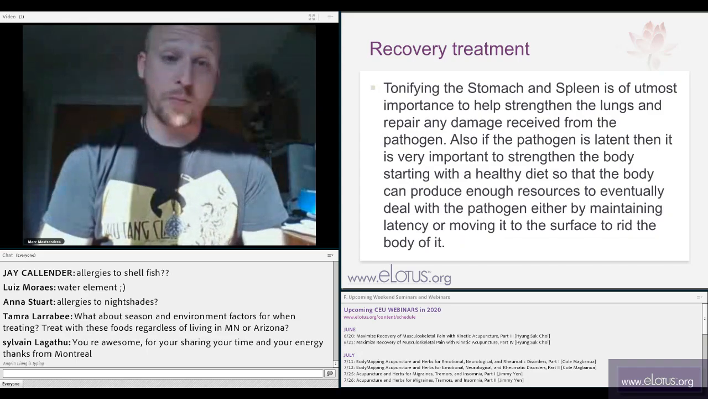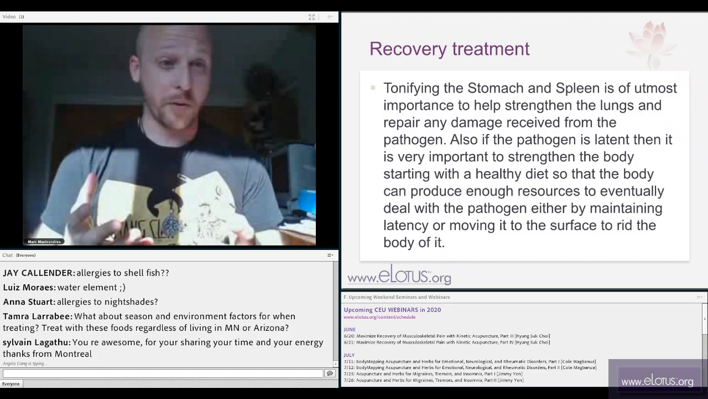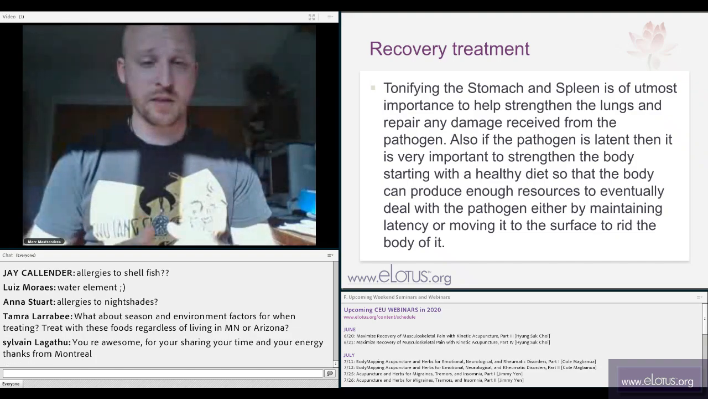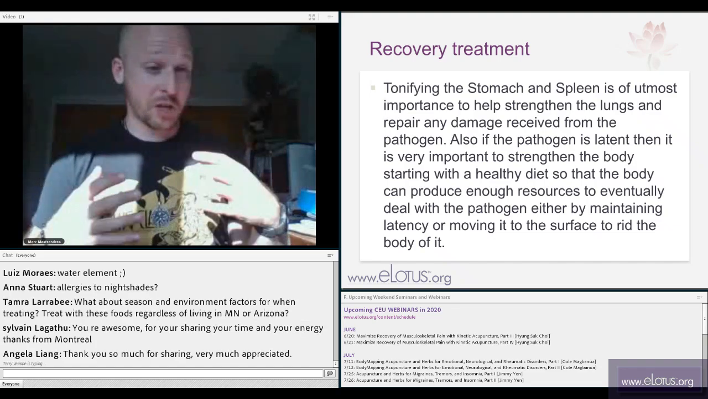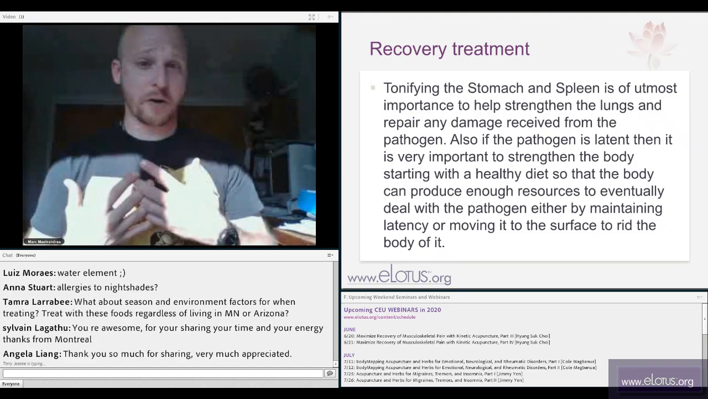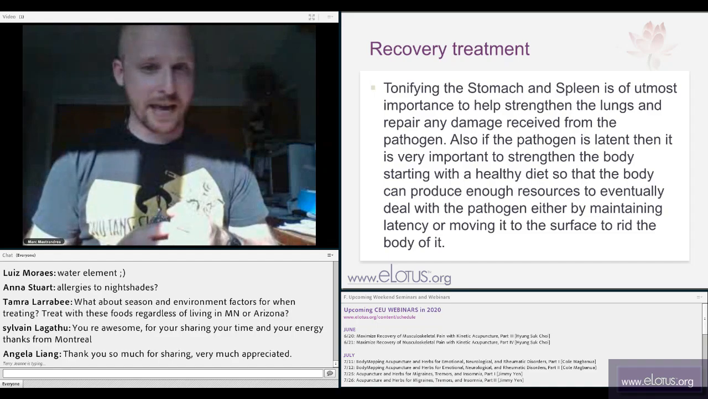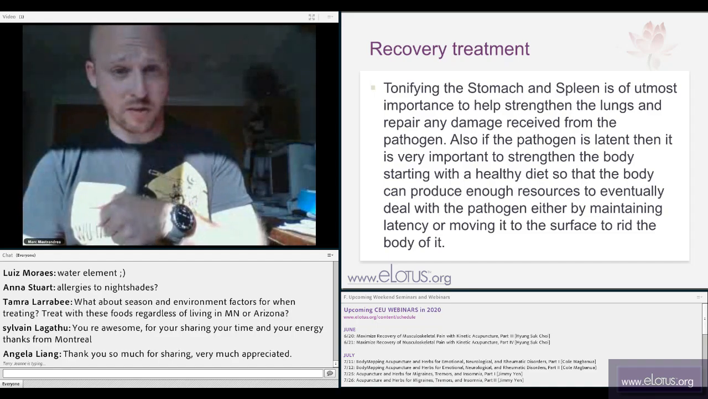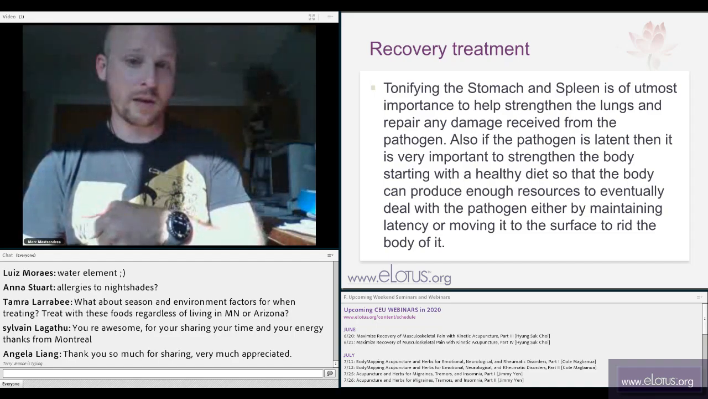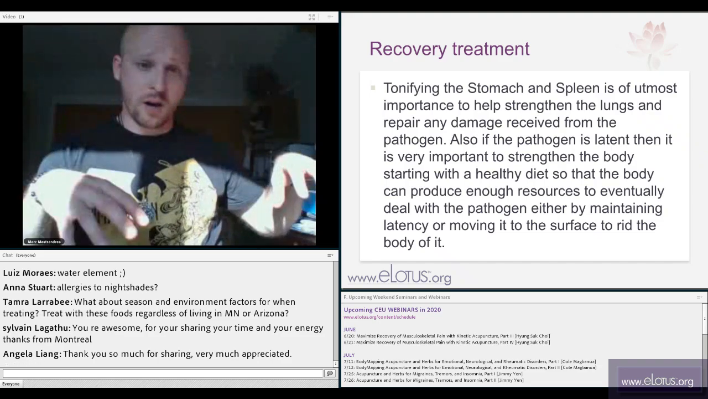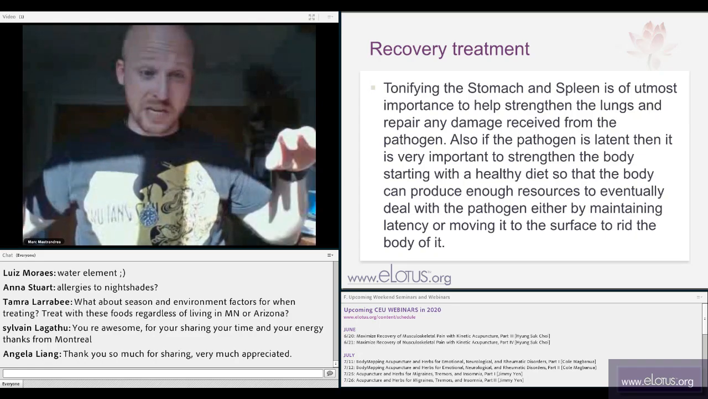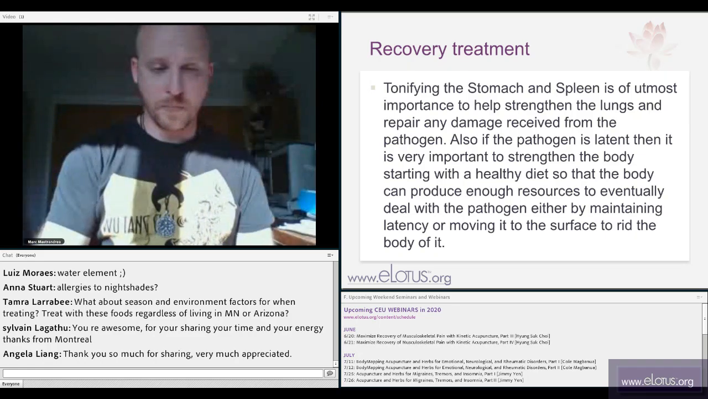Tonifying the stomach and spleen is of the utmost importance to help the lungs. Remember, mother feeds child. You've got to do this. Also, if a pathogen is latent, and it's still being held latent for a while, then it's still very important to strengthen the body starting with a healthy diet, so the body can produce enough resources and eventually deal with the pathogen, either by maintaining it in latency if it's never going to come out, or helping to move it to the surface. So you need to make sure that you balance this, right?